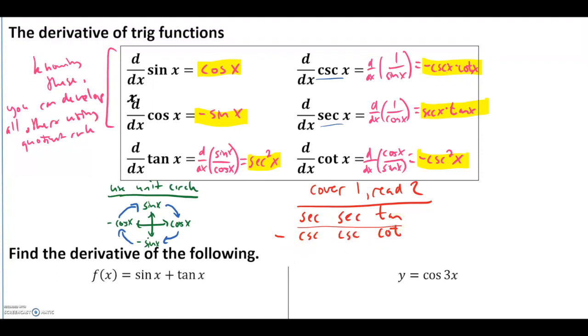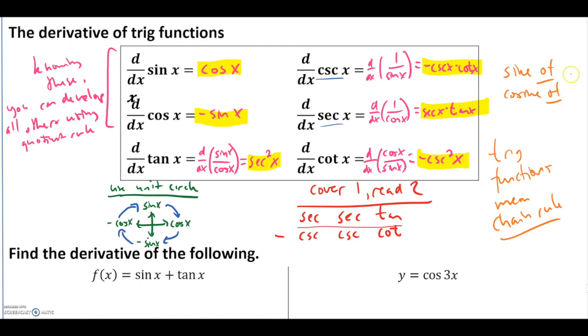And so even though it may seem like a lot of rules to remember, it won't take too much effort on your part if you can just remember to use the tools that I've given you here. The last big thing that you have to realize: trig functions mean chain rule. You read them as sine of, cosine of. Whatever is inside is a chain that you have to take care of using the chain rule. That's going to be the only really tricky part when dealing with derivatives of trig functions.